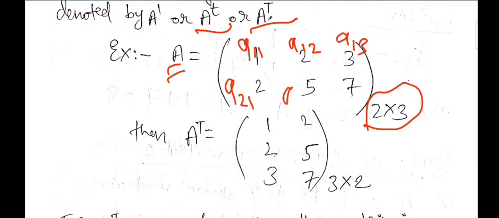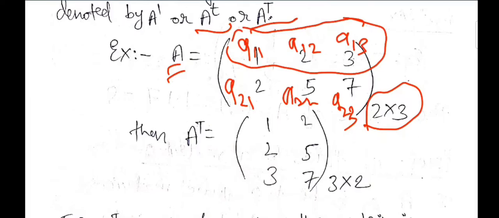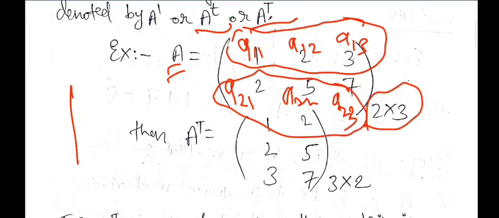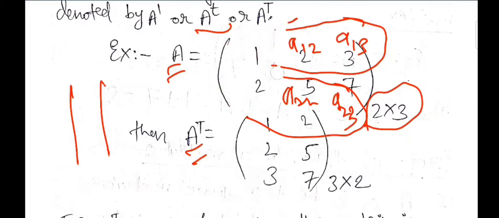A21, this is what? A22, this is what? A23, right? Then clearly I will arrange this one in the vertical form, and side by side this will also be arranged in the vertical form like this. Okay, so eventually I will get the transpose like this.